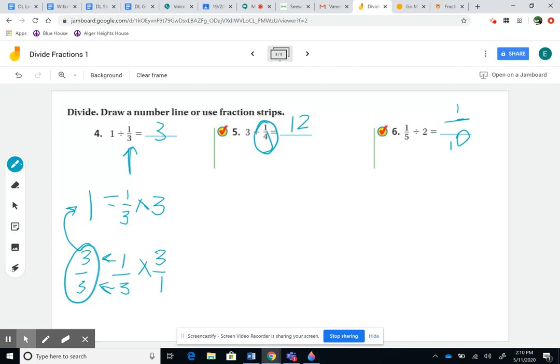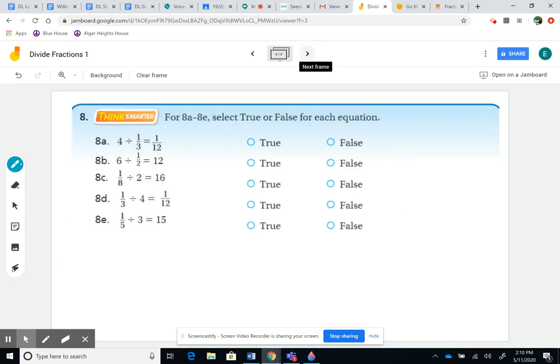So number 6, it said 1/5 divided by 2. We have to split 1/5 into two groups. And what are those two groups equal to? 1/10 and 1/10. So the answer is 1/10. All right. Let's look at the next slide we have here.